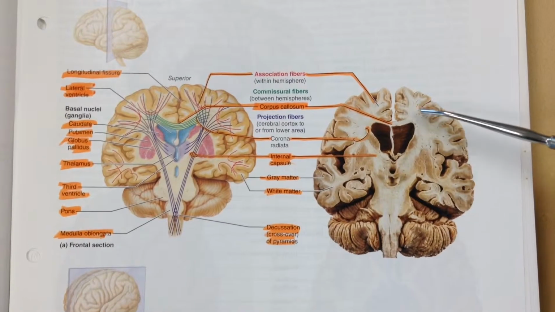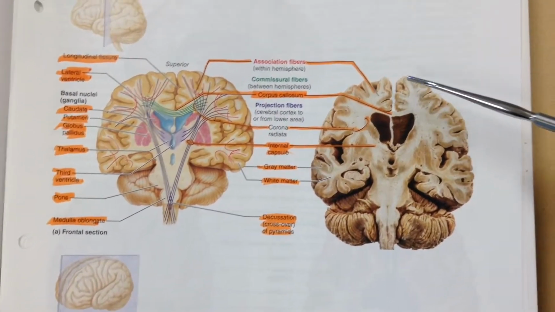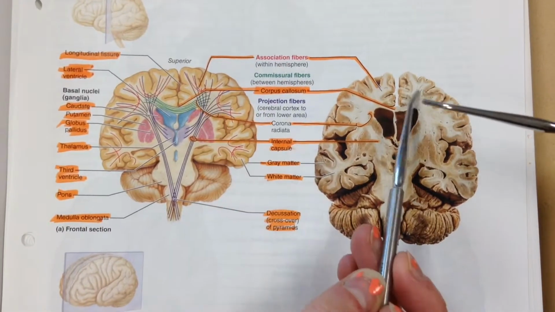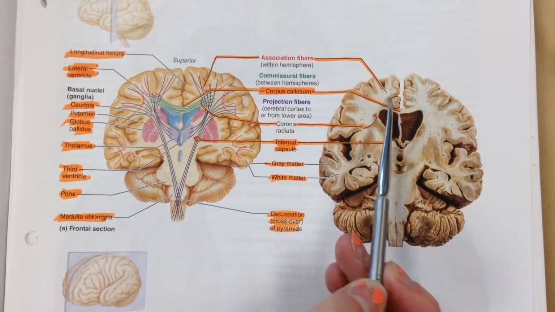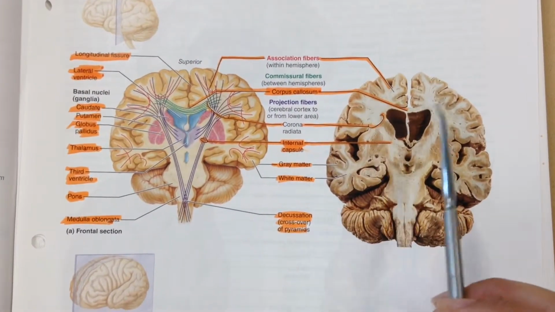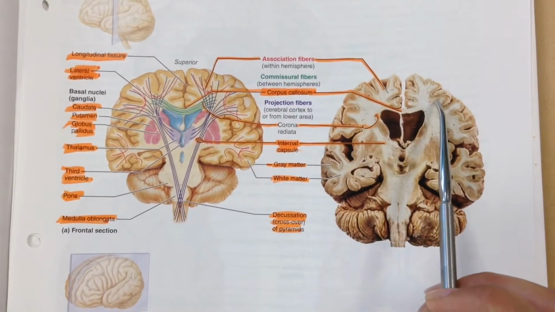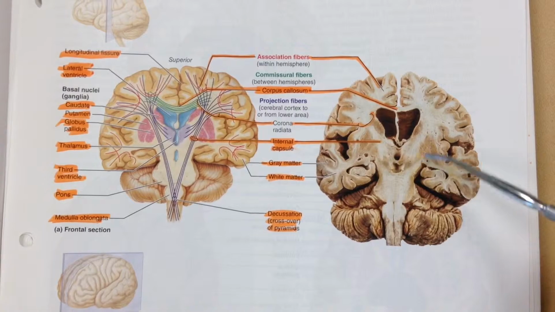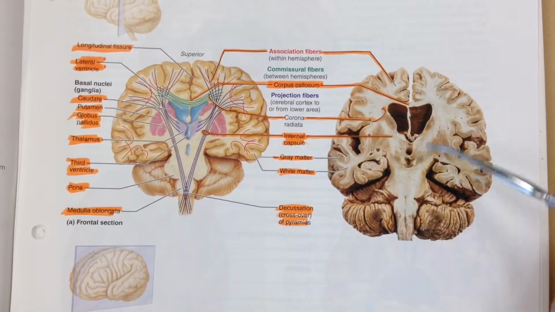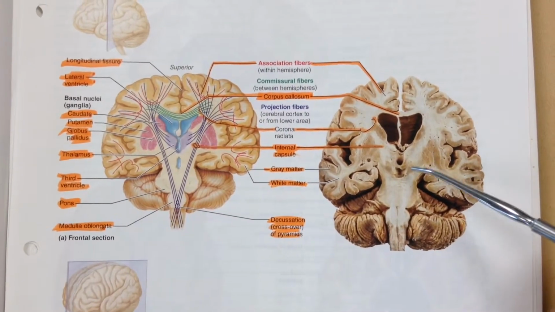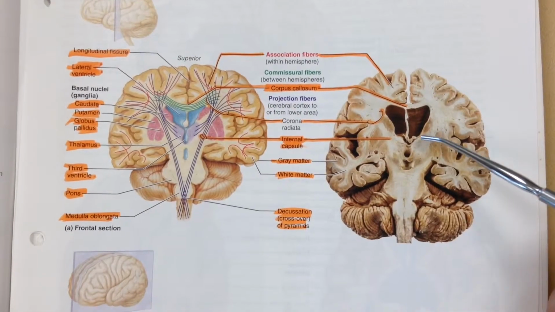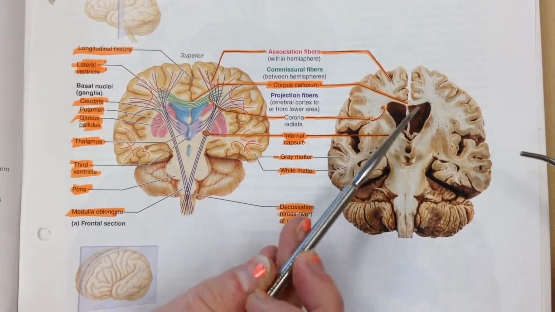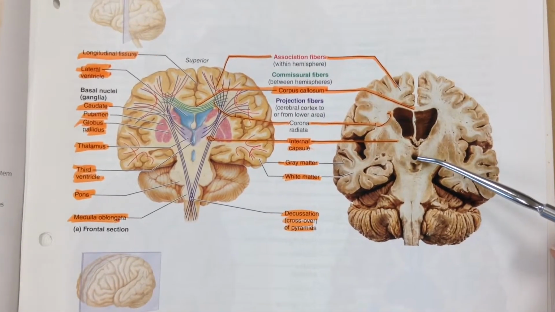The white matter, the longitudinal fissure, association fibers, which are within the hemisphere, the commissural fibers, which are between hemispheres, the corpus callosum, projection fibers, which go from the cerebral cortex to or from the lower area, the internal capsule, the body of the lateral ventricle, the third ventricle.